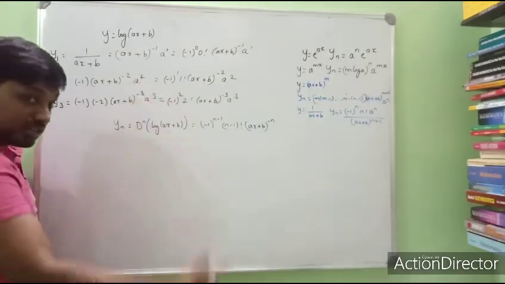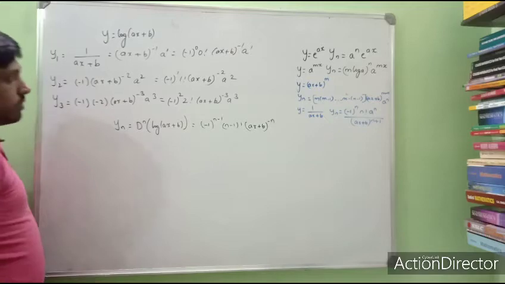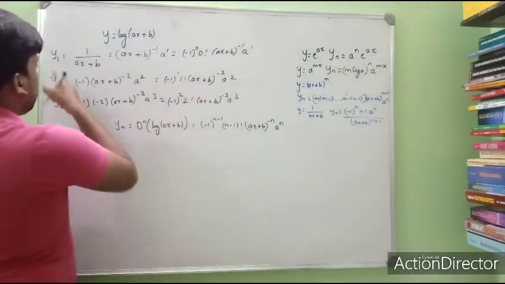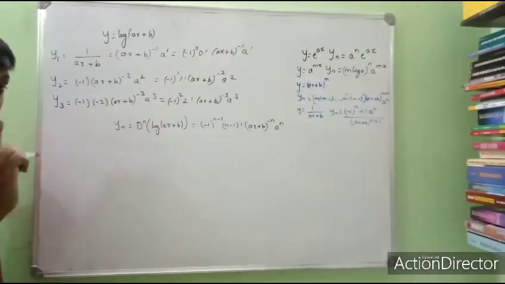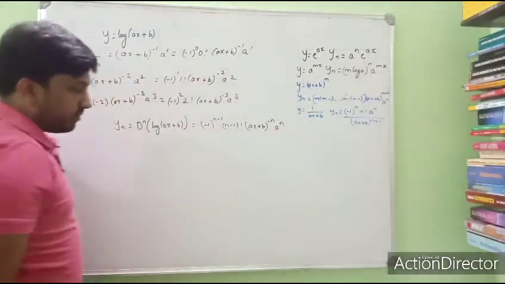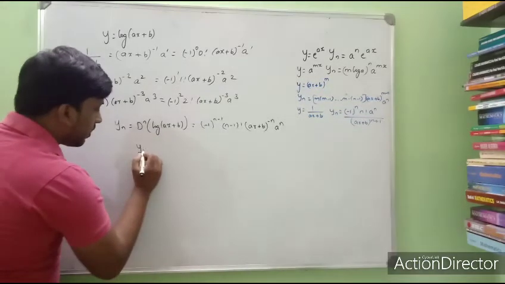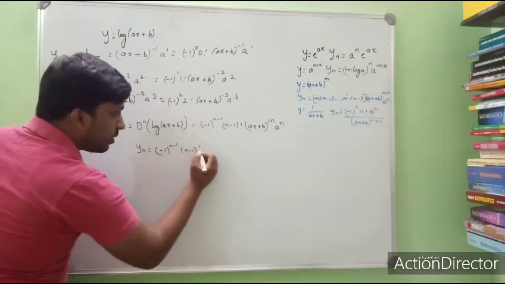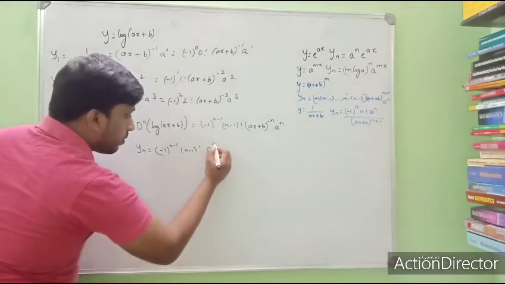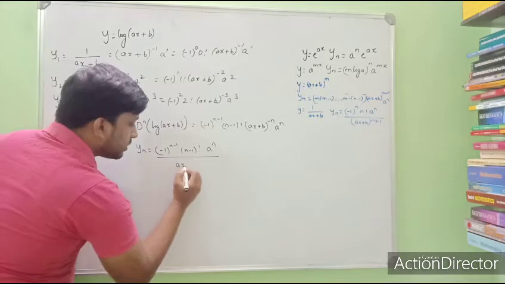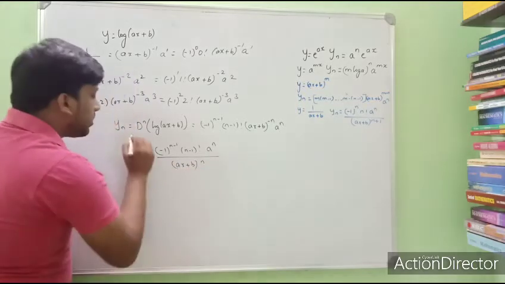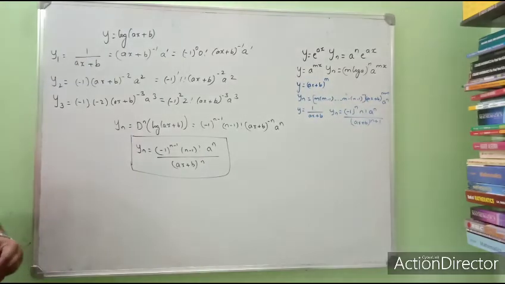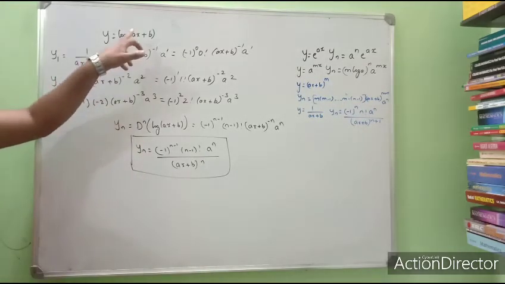I am writing in terms of the generalized form for finding the nth derivative of that function, and a to the power of n, because 3 and 3, 2 and 2, 1 and 1. So obviously there you will not be getting n minus 1, you will be getting n. Writing this in the simplest form, yn is nothing but (minus 1) to the power of n minus 1 into (n minus 1) factorial into a to the power of n by (ax plus b) to the power of n. So this is the generalized nth derivative of the function of the form log of ax plus b.